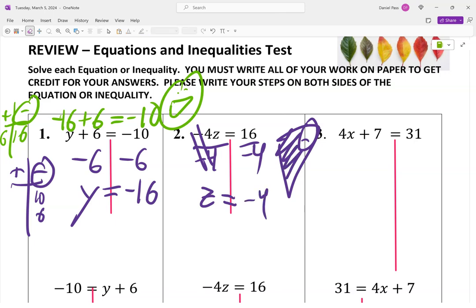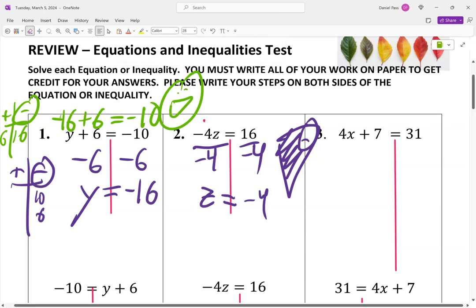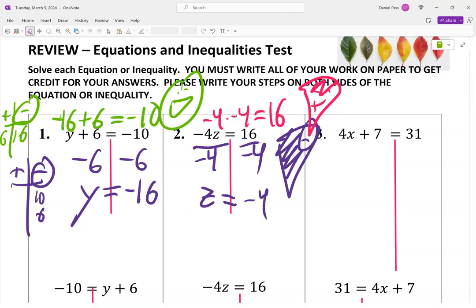Okay. Now, we should check our answer. If it's negative 4, then that means negative 4 times z, which is negative 4. Does negative 4 times negative 4 equal positive 16? Yup. So we did it right. Happy face. Let's hear it for Daniel Pass. Okay, good job, Daniel Pass.